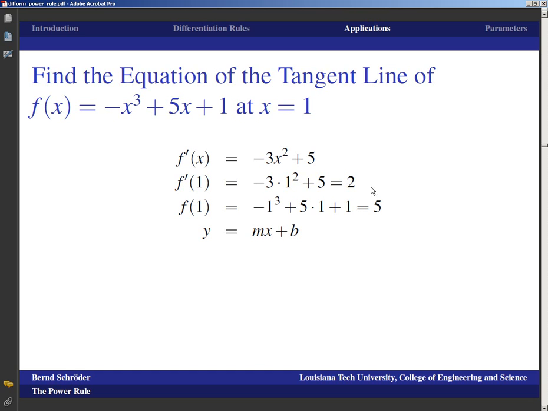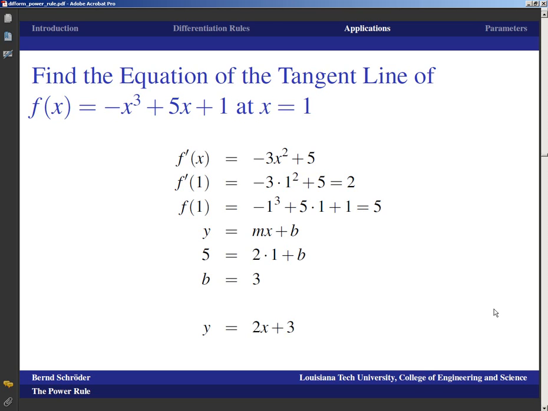We have m, that's the slope, that's the 2. We have x, that is 1. And we have y, which is this 5. So we end up with 5 equals 2 times 1 plus b. And that gives us b equals 3. And that means that the equation of the tangent line is y equals 2x plus 3.